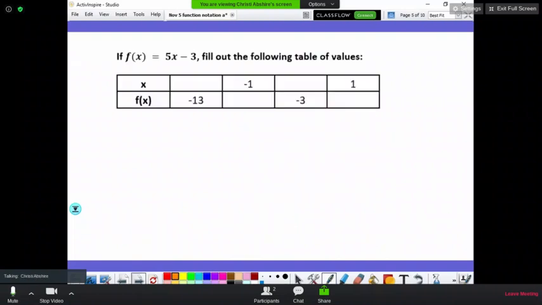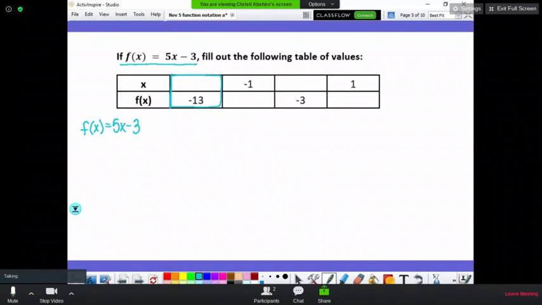On this page, you see another table, but you are also given a function rule to follow for this table, and this is the function rule, f of x equals 5x minus 3. You'll notice in the first box, we are asked to find x, and we are given f of x. So what I like to do is copy the original rule. So f of x equals 5x minus 3, and then fill in what I know.